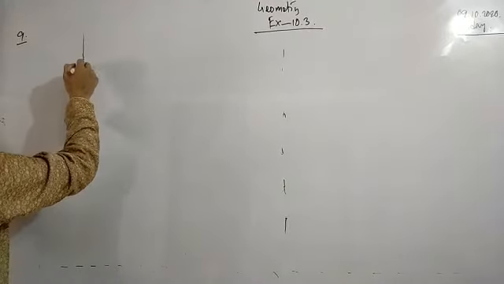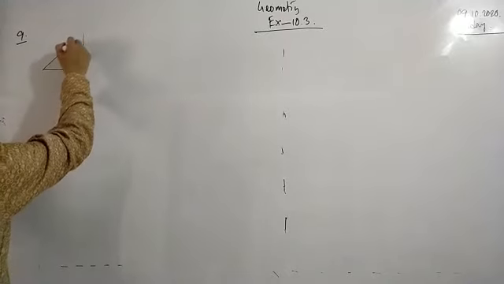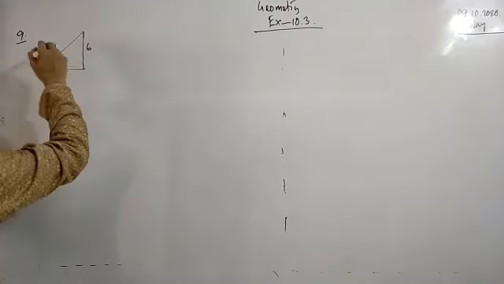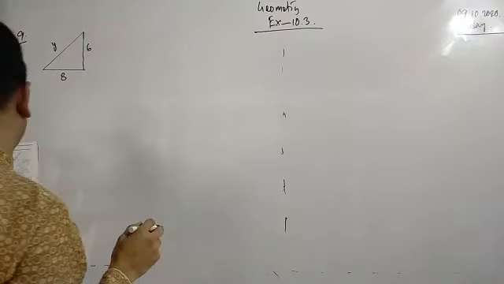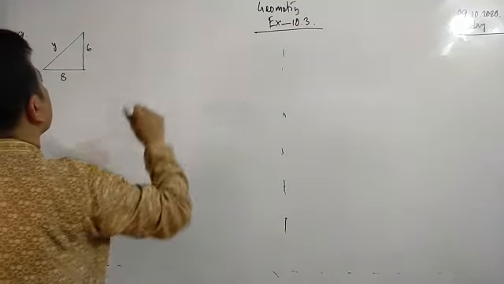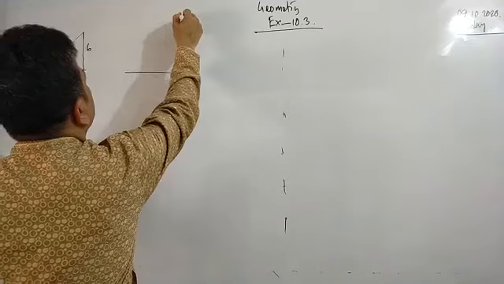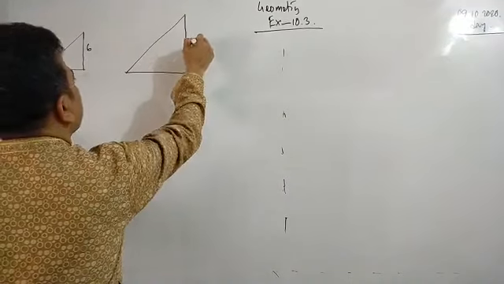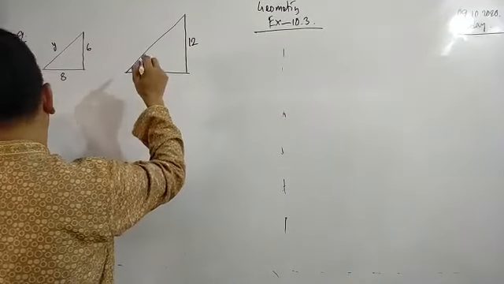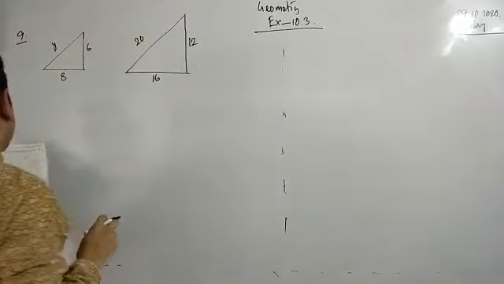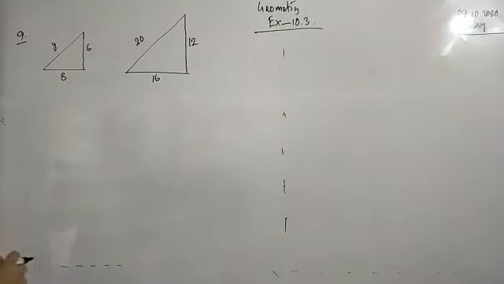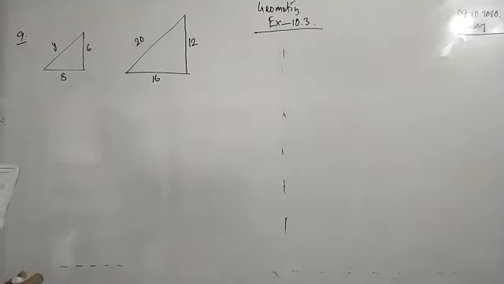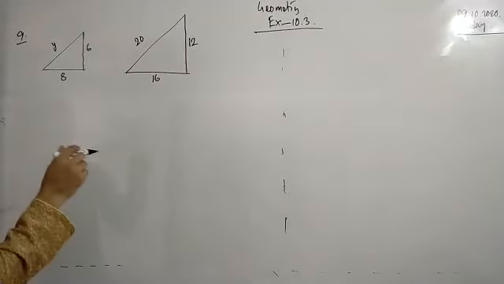The first one has sides 6, 8, and hypotenuse y. And the second picture has 12, 16, and 20. So we have to find the value of y. Estimate the value of y from each of the following pair of triangles.